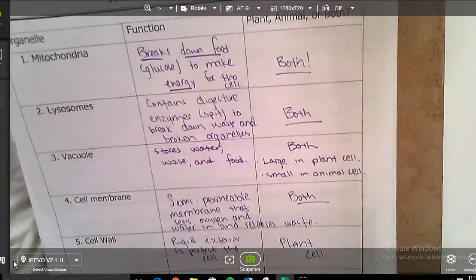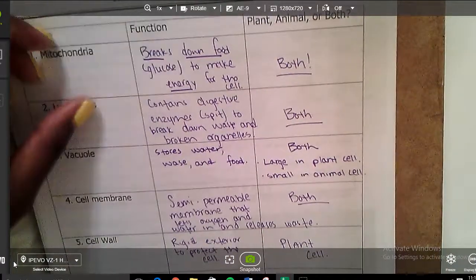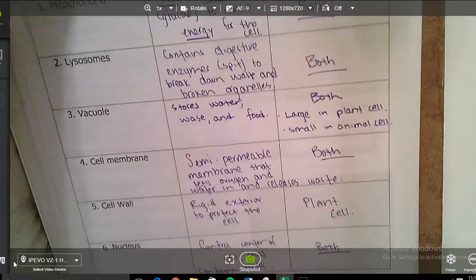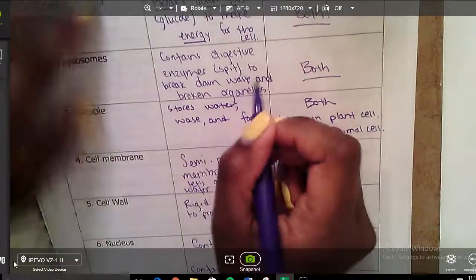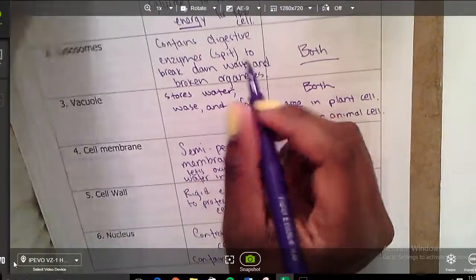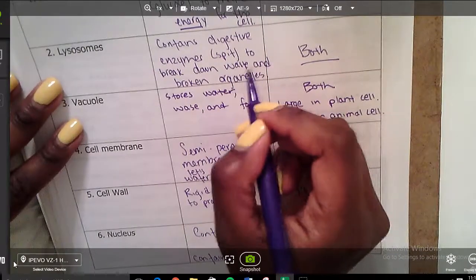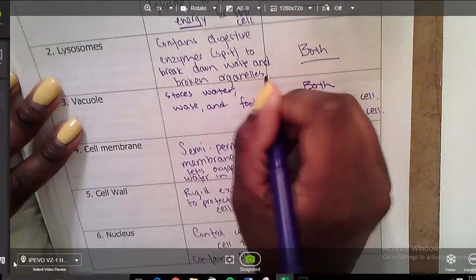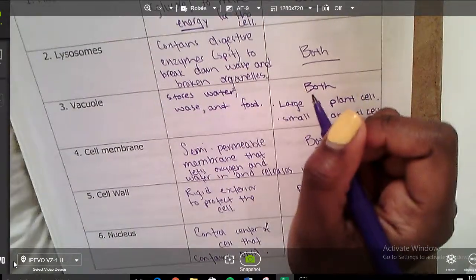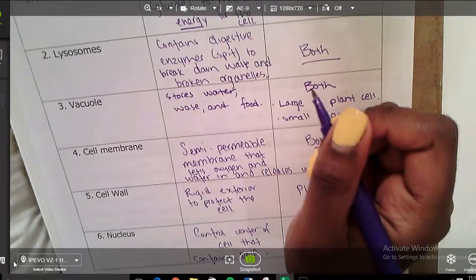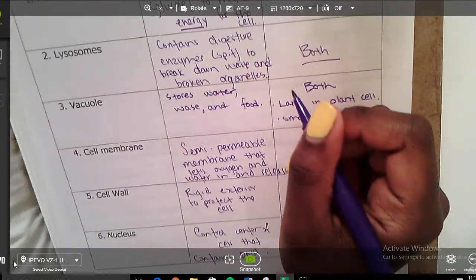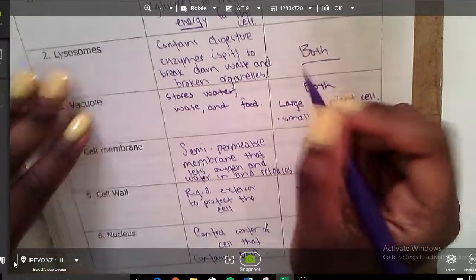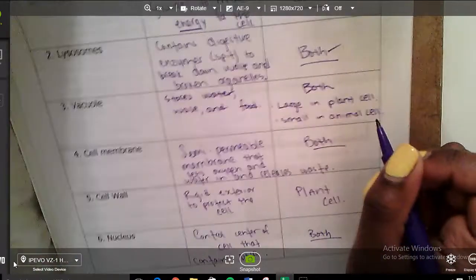The next one is the lysosome. We've talked about this several times throughout the packet today. It contains digestive enzymes similar to what we would think of as spit to break down wet waste and broken organelles. So if there's a mitochondria that breaks down, the lysosome is going to move over to it, release those enzymes, break it down, and then send it out through the cell membrane. This is found in both.